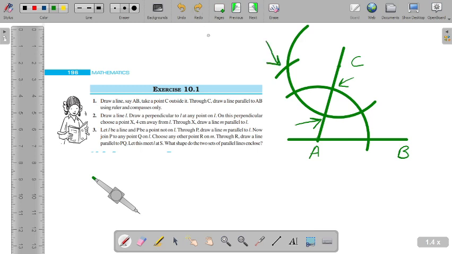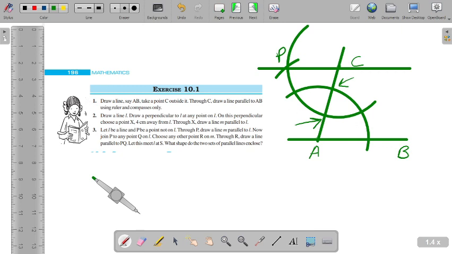So then after taking this point and the point C, we draw a line with the help of this point and this C point. We draw a line. This is the line. So we can name it also. Let it be P. So PC is a line which is parallel to AB. Okay. So in this way, we construct a parallel line.